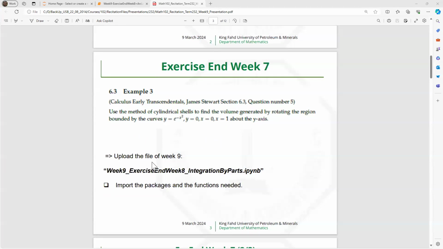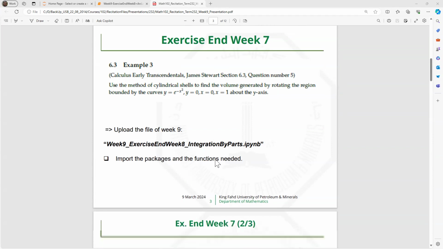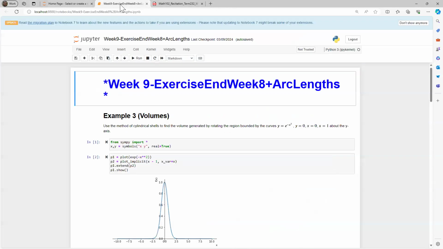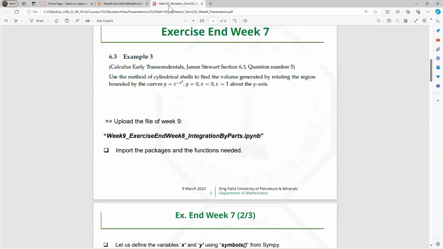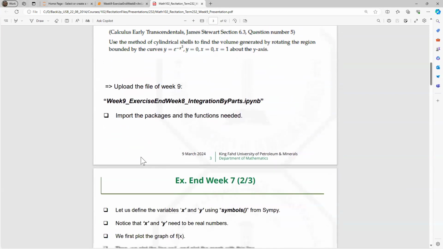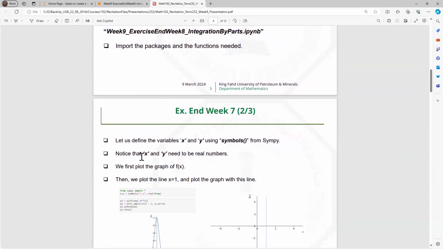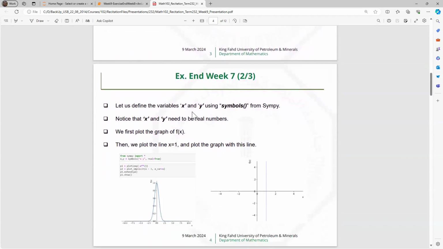So we'll start first of all by uploading the file of week 9, which is week 9, exercise 8, week 8 integration. And this is a wrong abbreviation, of course. This is our file here for the arc lengths and surface of revolution. So we'll import the packages and the functions needed as usual. And here for this problem, we start first of all by defining the x and y variables using symbols from SymPy. And of course, x and y here need to be real numbers.